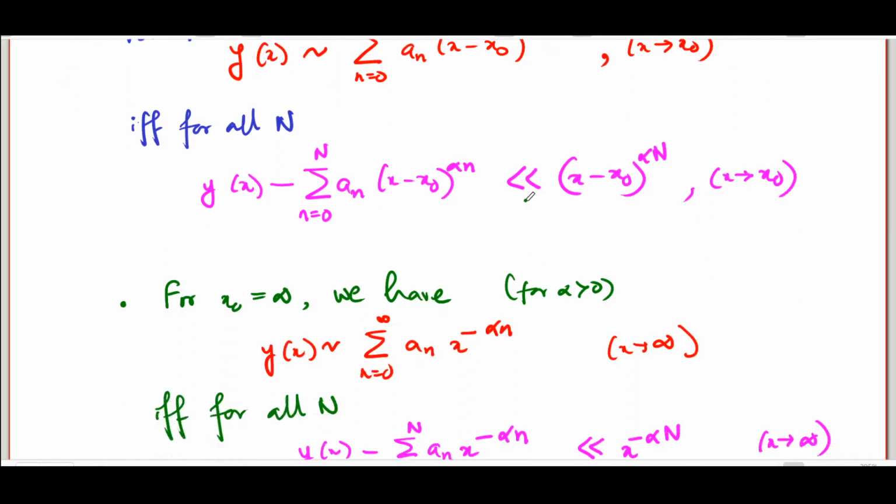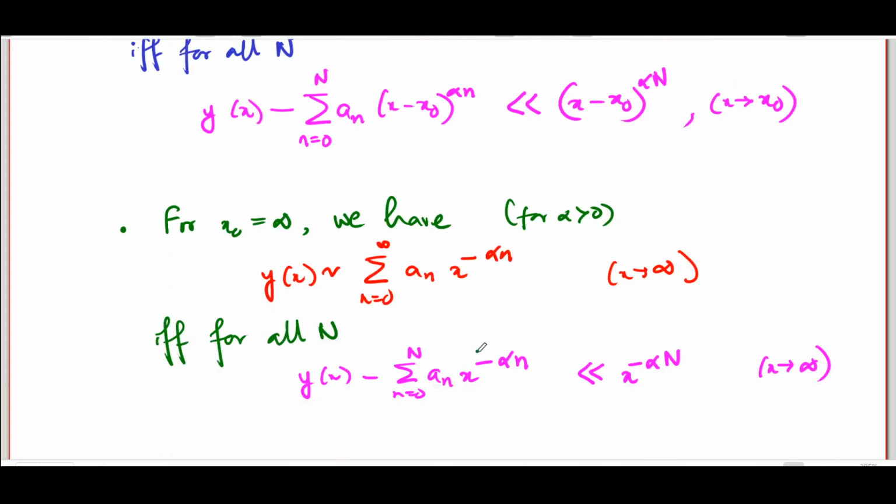As far as x going to infinity is concerned, x to the minus alpha, x to the minus 2 alpha, x to the minus 3 alpha. In this sequence, the successive terms actually become negligible compared to the previous ones in the limit x goes to infinity, which is where this is asymptotic.